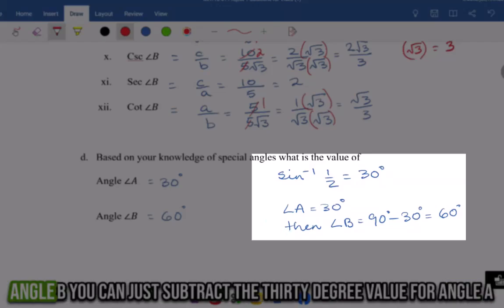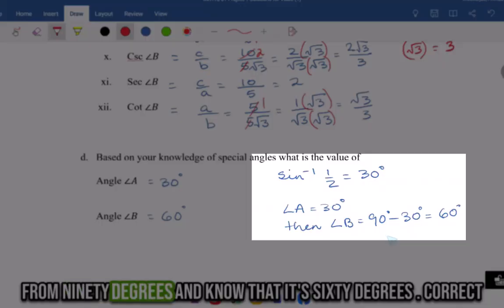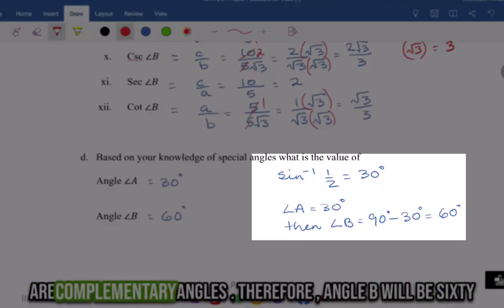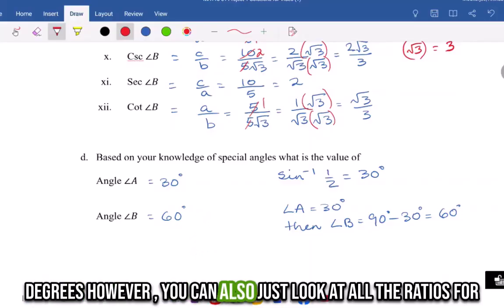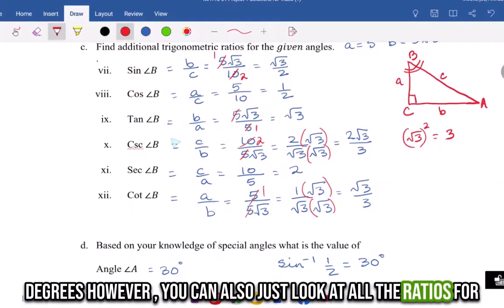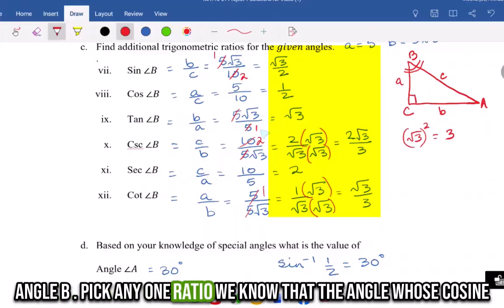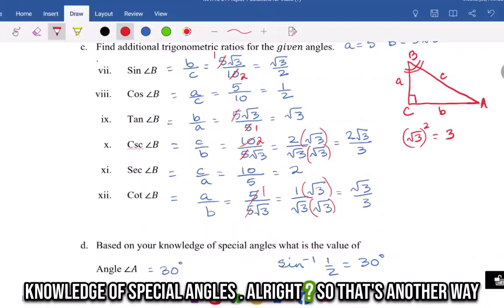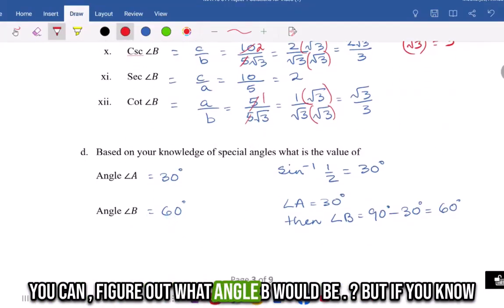To find angle B, you can just subtract the 30-degree value for angle A from 90 degrees and know that it's 60 degrees. Again, because this is a right triangle, angle A and angle B are complementary angles. Therefore, angle B will be 60 degrees. However, you can also just look at all the ratios for angle B. Pick any one ratio. We know that the angle whose cosine is 1/2 will be a 60-degree angle, again based on our knowledge of special angles. All right, so that's another way you can figure out what angle B would be.